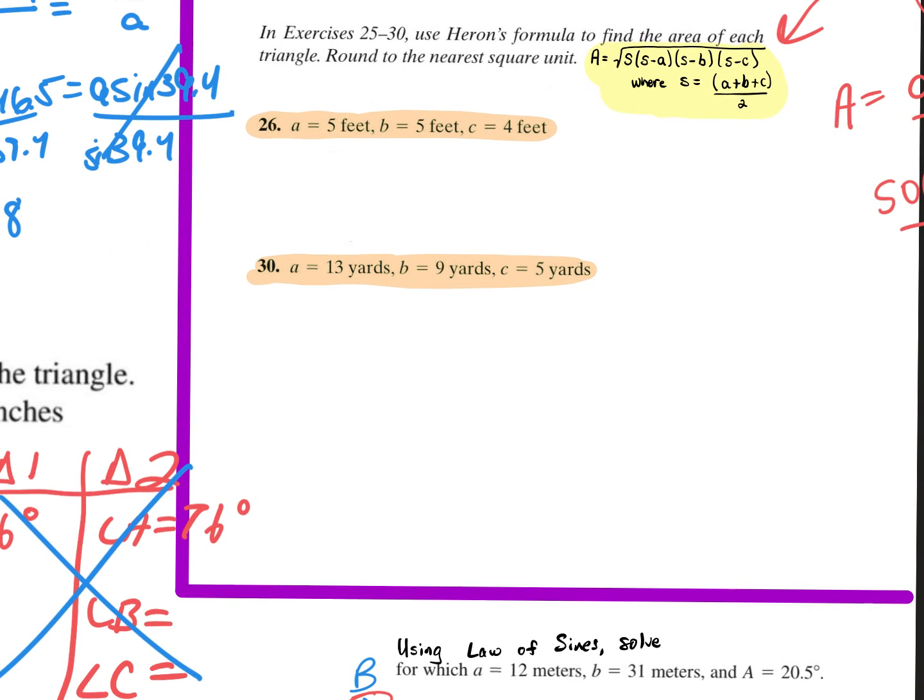Here, we'll do another one because the numbers are bigger. I don't have a picture, so I'm going to draw one. All right, I have A, B, and C. Across from A is 13, across from B is 9, across from C is 5.